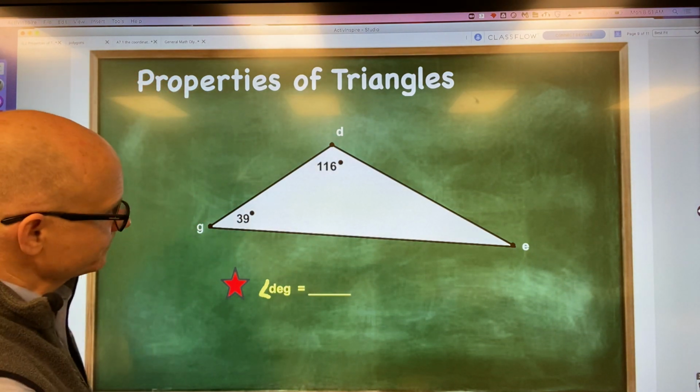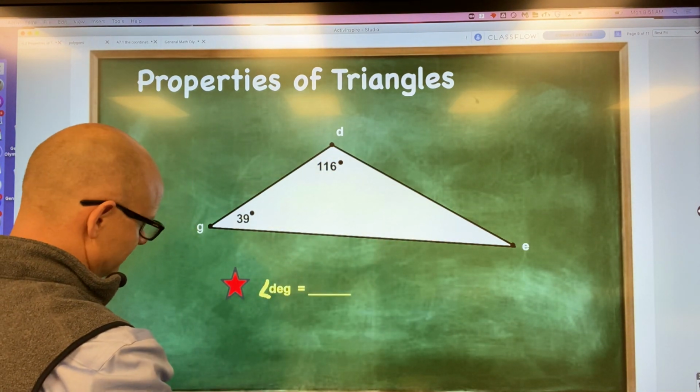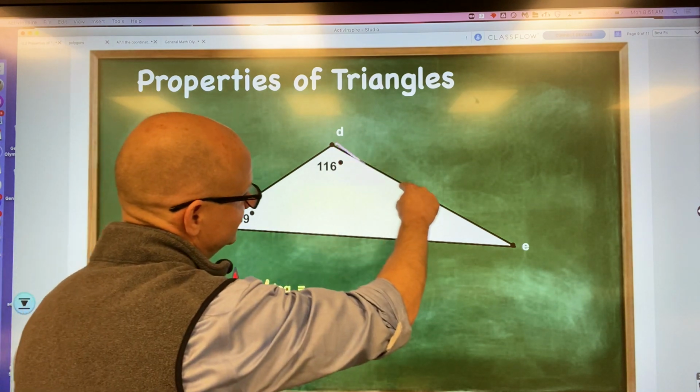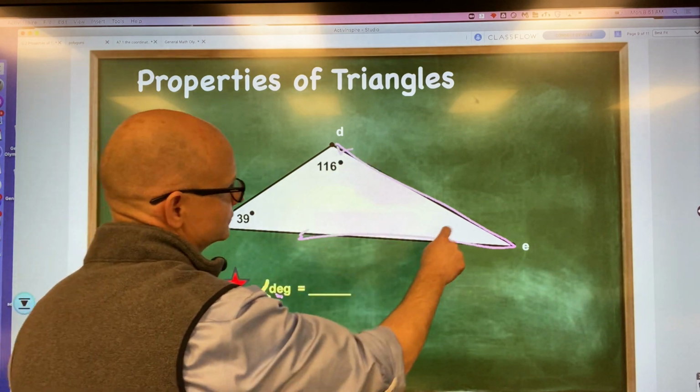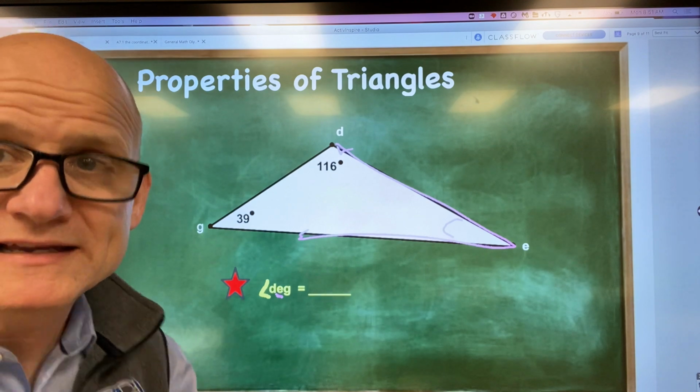Here's angle, this is angle DEG. So you know which angle I'm talking about by its vertex. So when you say DEG, I'm referring to this angle. So tell me how many degrees must that angle equal based on the information that's there.